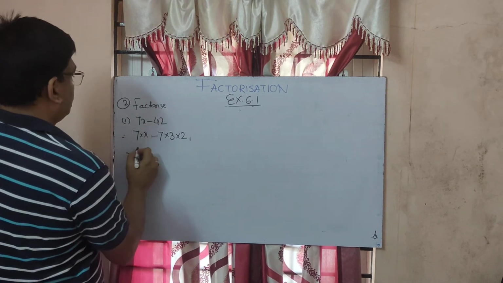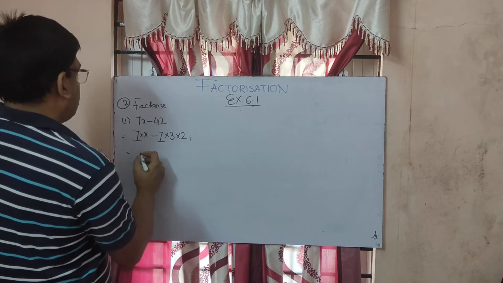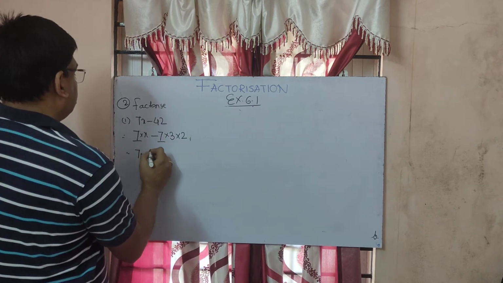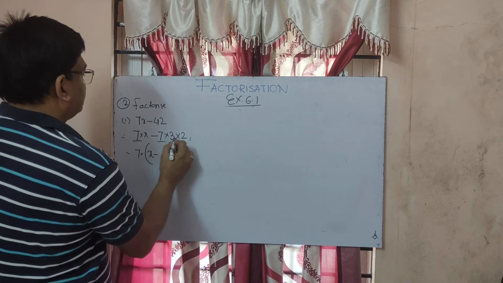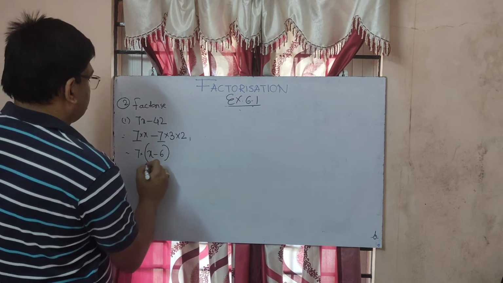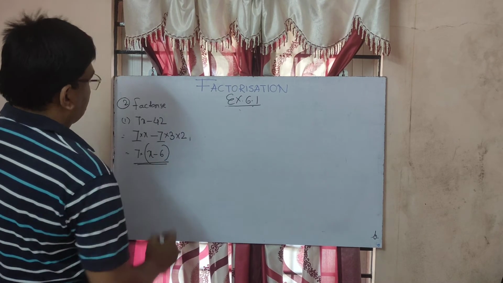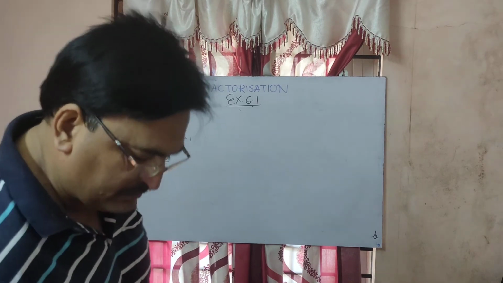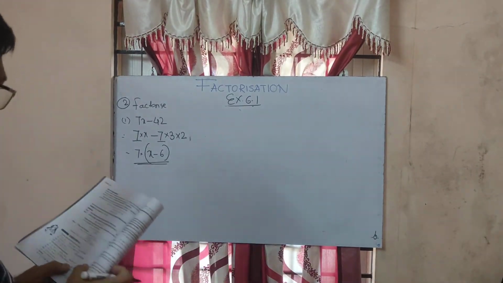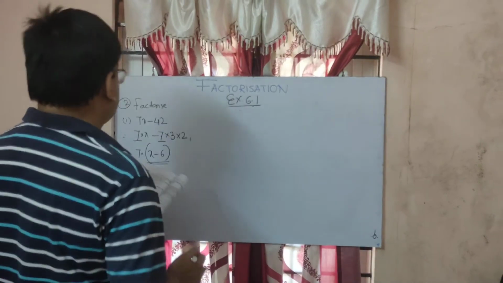Now what is common here? 7 and 7 are common. So take out 7. What is remaining here? x is remaining, and the minus sign is there. 3 2s are how much? 6. That's it. So this is how it can be done. Factorize means like this. Now I'll proceed to the third one.